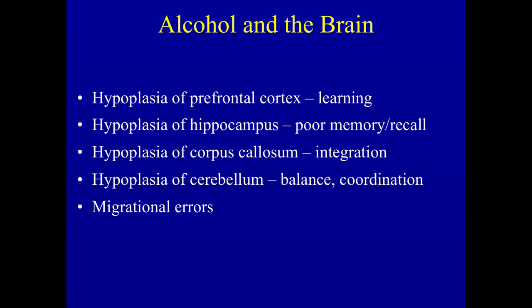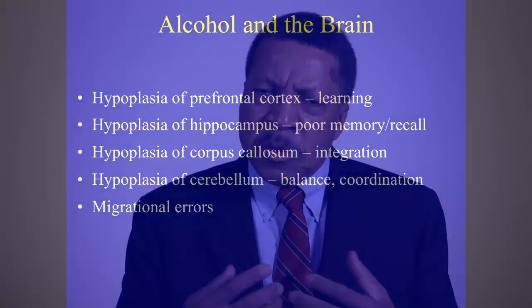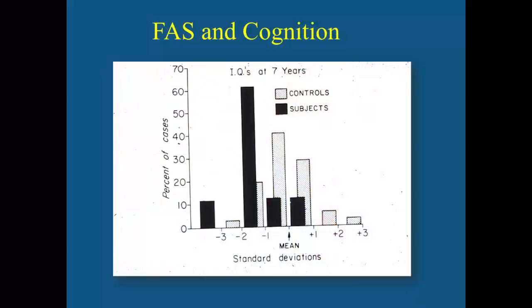We know that in terms of structure, alcohol affects the prefrontal cortex, and we know that the prefrontal cortex is involved in learning, that the hippocampus, for example, is involved in memory and recall, and that the corpus callosum is important and integral in terms of visual integration, and so forth. So when we think about fetal alcohol syndrome in terms of its developmental manifestations, we're really thinking about structural differences in the brain that then lead to functional differences in the neurobehavioral range.